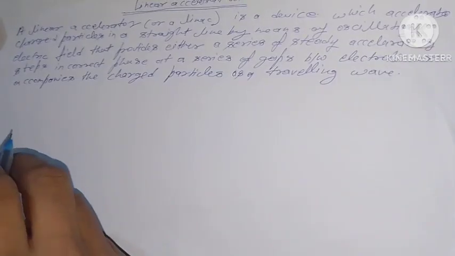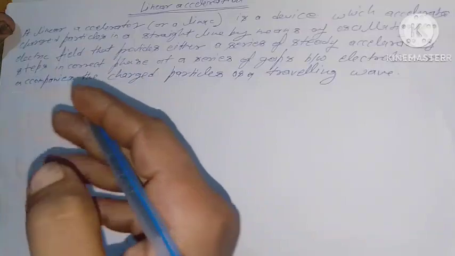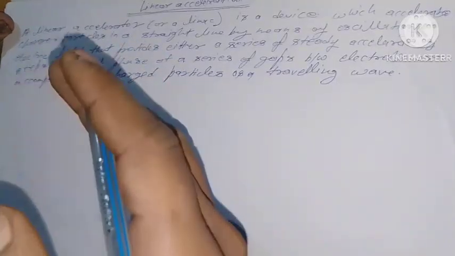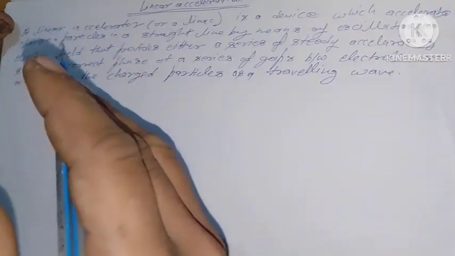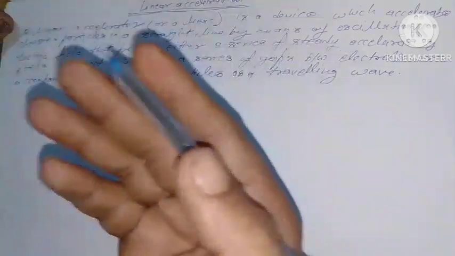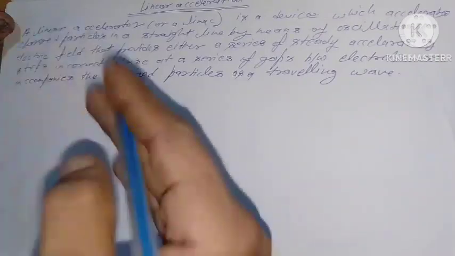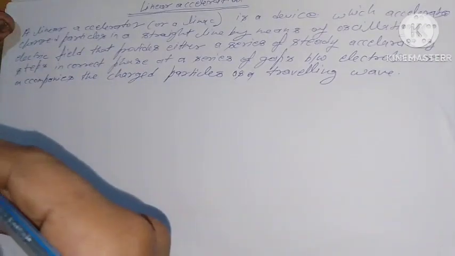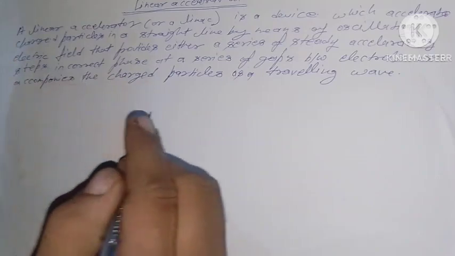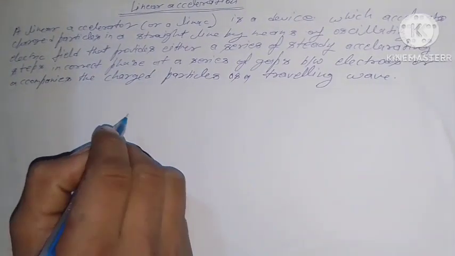In a linear accelerator, a moderate accelerating potential is applied a number of times so that the charged particles are accelerated along a straight line. A simple form of the linear accelerator you can see.